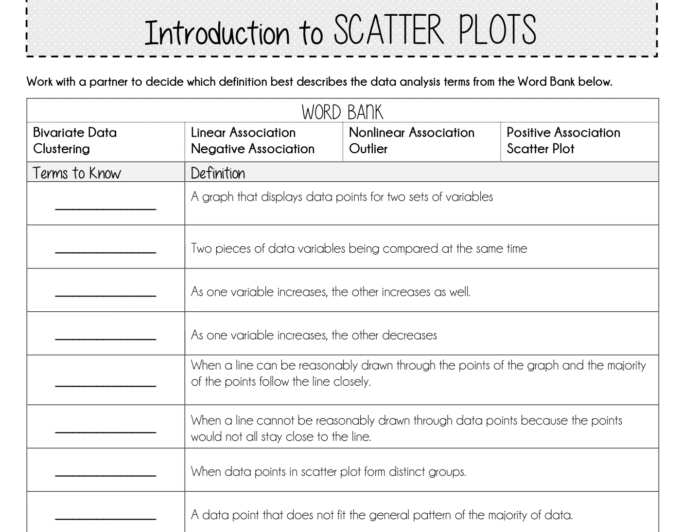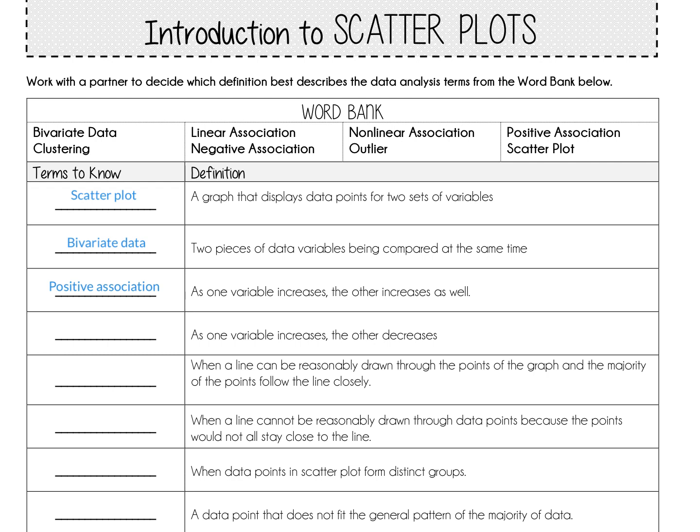Hello everyone, this is Miss Chelsea and today we'll be learning about scatter plots. Now, a scatter plot is a graph that displays data for two sets of variables. Two pieces of data variables being compared at the same time is called bivariate data.